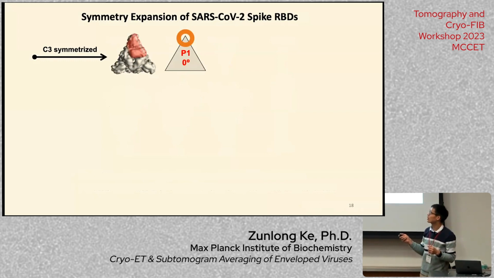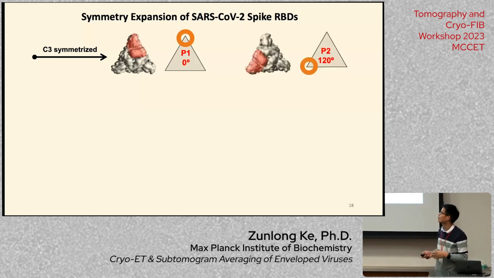But we also know that each region can be different. So how do we, we assume C3, now we have to untangle this C3 back to where it should be. What we did was essentially, you can rotate these aligned positions to 120 degrees and to 240 degrees. You essentially symmetry expand it.